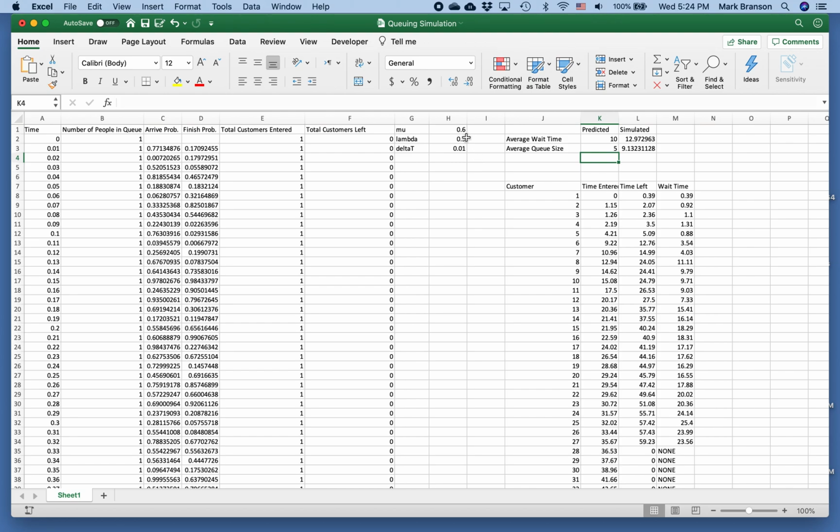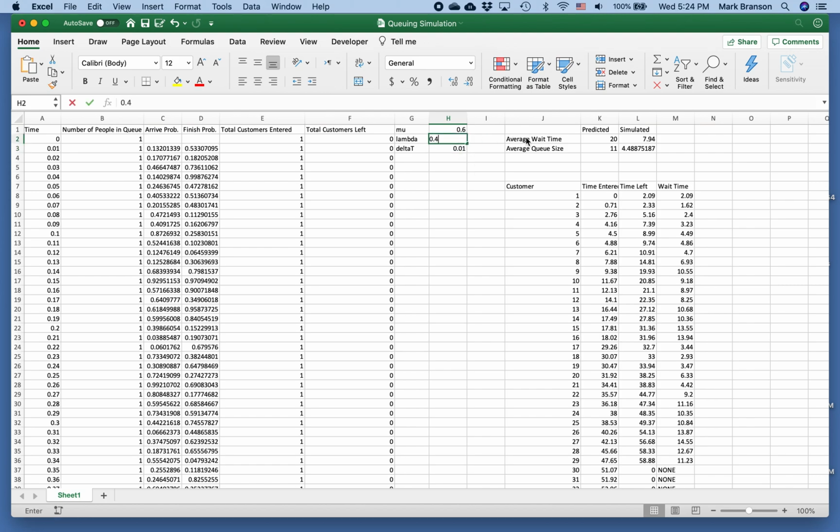Okay? So you can play around with these numbers. You can change mu and lambda. So for example, if you increase the rate at which people arrive, the probability that somebody arrives, that's going to increase your average wait time, increase your average queue size. You can see in my simulation, it doesn't quite add up. Again, because if you're only doing this for an hour, an average wait time of 20 minutes isn't really going to show up just because it's so much larger.